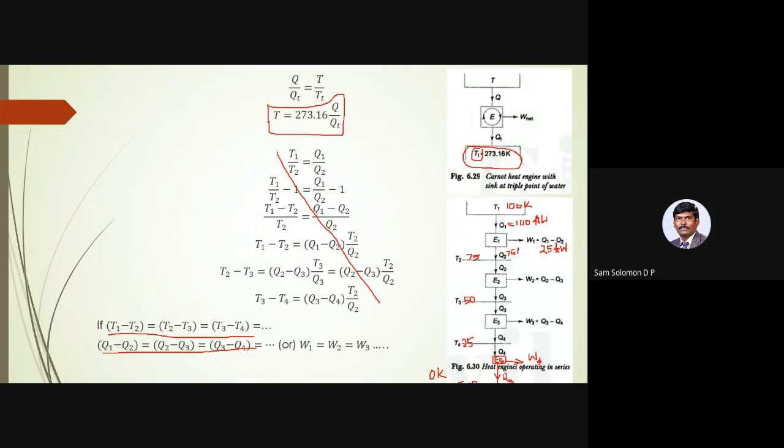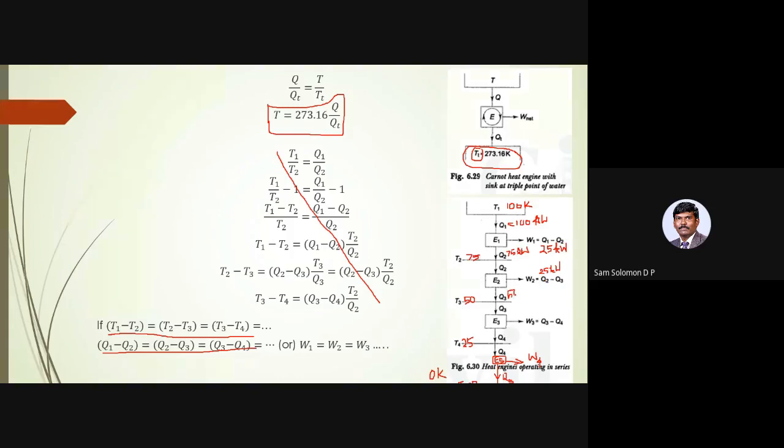So Q2 will be 75 kilowatts. Out of this 75 kilowatts, that same 75 kilowatts is supplied to engine E2. 25 kilowatts is getting converted into work. So how much heat will be rejected? 50 kilowatts of heat will be rejected, since 75 minus 25 is 50. So Q3 will be 50.